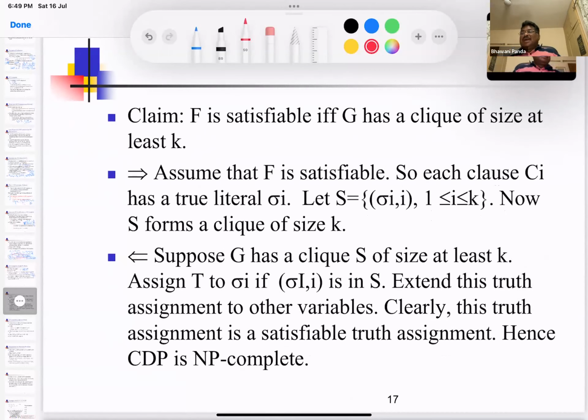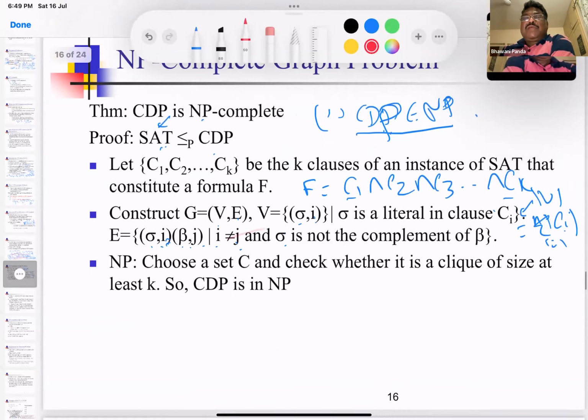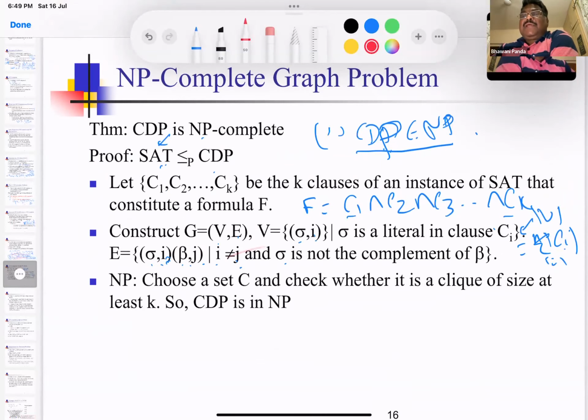So this is how you have to show it. Though SAT and clique are unrelated problems, wherever you can define a binary relationship, that means the literal belongs to the clause, that is the relation. Using this kind of relation, you can always construct a graph. So this is how you can show a new problem to be NP complete.